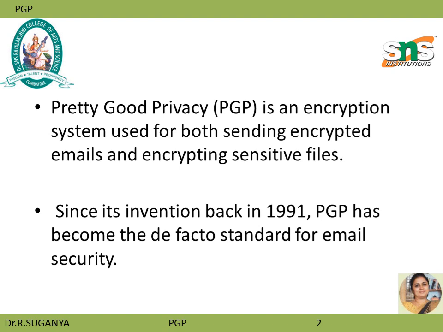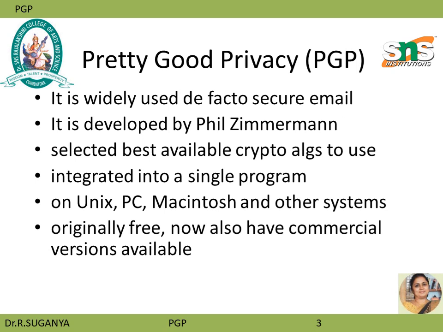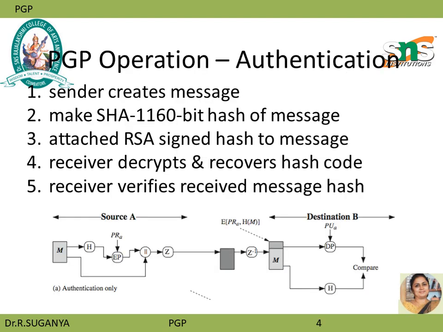So PGP, which is Pretty Good Privacy, is an encryption system used for both sending encrypted emails and encrypting sensitive files. Since its invention back in 1991, PGP has become the de facto standard for email security. Pretty Good Privacy is widely used to secure email. It was developed by Phil Zimmermann. It selected the best available crypto algorithms to use, integrated into a single program on Unix, PC, Macintosh and other systems. It was originally free, and now commercial versions are also available.